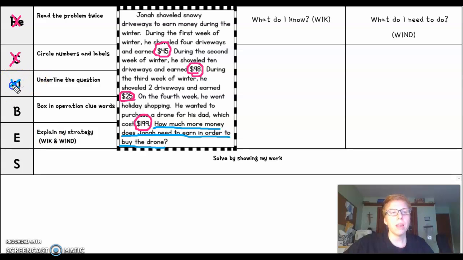I've done that. And then now I'm boxing the operation clue words. These are the clue words that when we look at them in a word problem, we can tell if we're adding, subtracting, multiplying, or dividing. This is one of the most important things you need to learn for word problems, to know what to look for. So let's see here. I see the word earned. When you're earning something, your amount is getting larger. Earned, earned, earned. Okay, now it says he went holiday shopping, but it didn't say he bought anything. So I don't think we're going to be subtracting, but I also see how much more money.